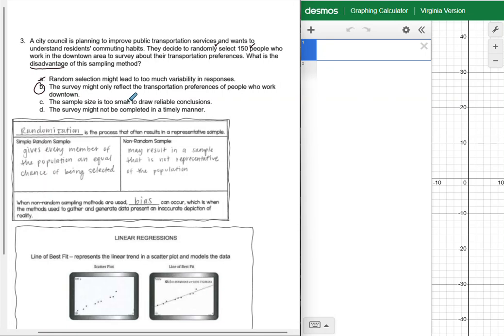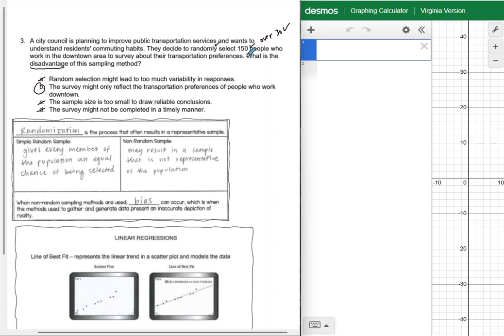It's not sample size is too small. No, because the sample size of 150 is a good amount. Anything over 30 people is a good sample size, okay? Just for you to know. The survey might not be complete in the timely order. No, that's not it. I think it's okay to ask 150 people.